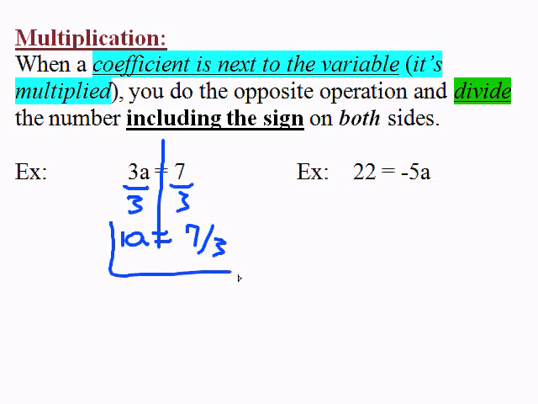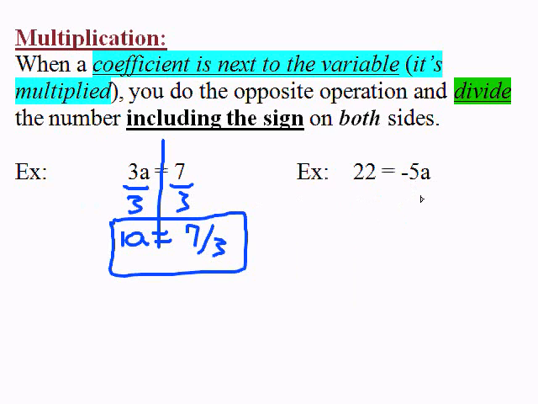Yes, you may leave it as an improper fraction. Matter of fact, I prefer it that way. Let's take a look at the second. Oh, forgot to check our answer. 3 times 7 over 3 gives you 21 over 3, or 7, so it checks out.